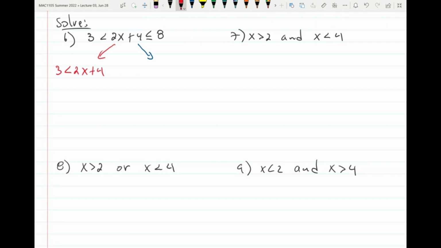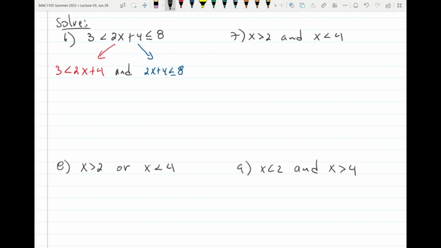So the first one is 3 is less than 2x plus 4. So just ignore this part. That's your first inequality. And the other one is this one over here. Now what's important is the word. You need to put here the word AND. Because remember, we're saying that this quantity, the stuff in the middle, has to be simultaneously greater than 3 and less than or equal to 8. It has to satisfy both. That's why we write the word AND. Do you understand why I wrote the word AND?